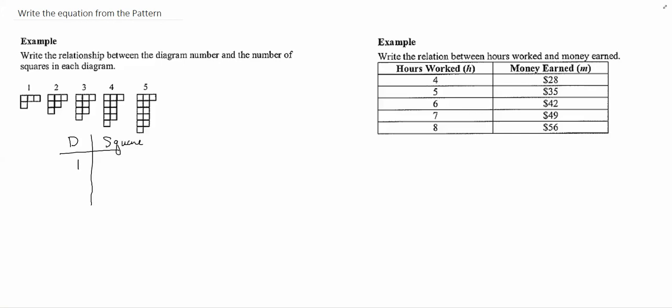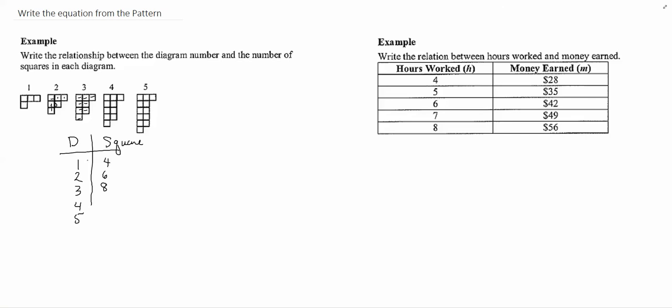So we have diagram 1, 2, 3, 4, and 5. And we're going to count up the number of squares. We have 1, 2, 3, 4 squares for number 1, 1, 2, 3, 4, 5, 6 in number 2, and 1, 2, 3, 4, 5, 6, 7, 8.